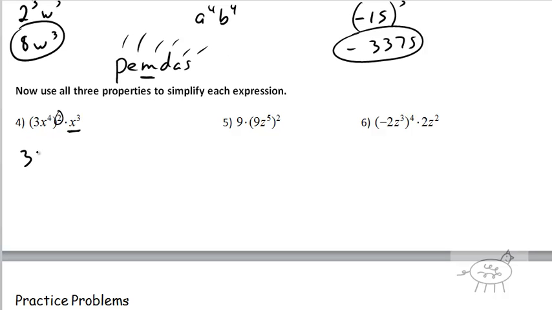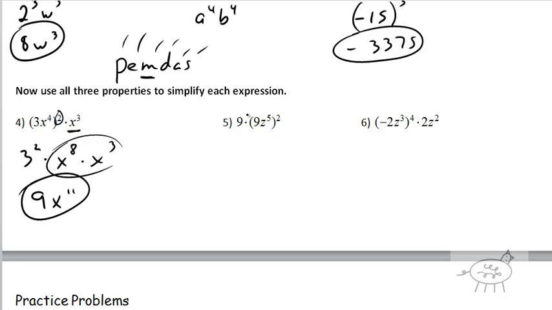So it's basically 3 squared times x, and what do you do with that? Power to a power, isn't that x to the 8th? Everybody okay with that? Times x cubed. So what's 3 squared? 9. And what do you do when you have two terms like this multiplied? You add the exponents, so it's x to the 11th.